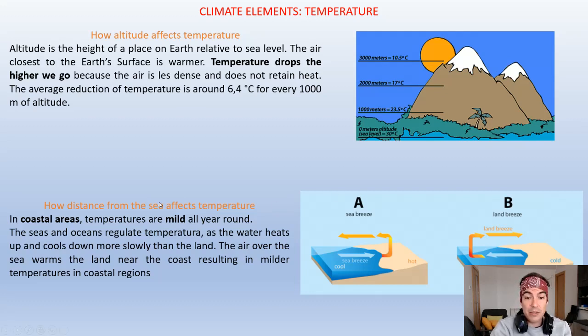Finally, we have the distance from the sea. In coastal areas, temperatures are mild all year round. Mild means warm, temperate, templado. Why is that? Because the seas and oceans regulate temperature.